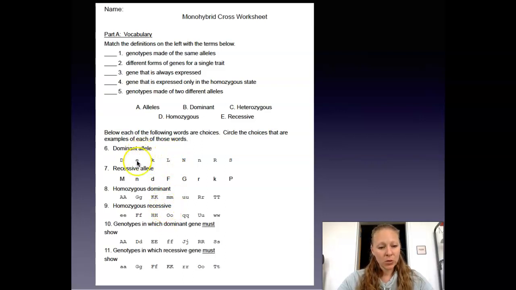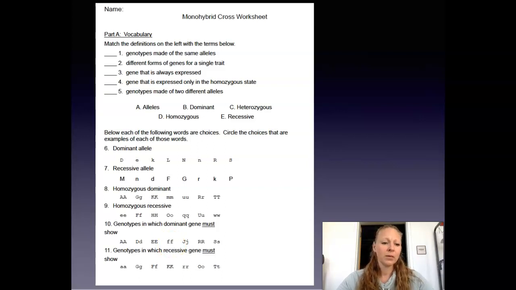So let's go down here. Genotypes in which dominant gene must show. Well, the dominant gene must always show. So we're going to circle everything that has a dominant gene or a dominant allele. So big A, yep, that's going to show. Big D, little d, yep, dominant allele. What about here, little f, little f? Should we circle that one? No, there's no dominant allele, so we can't circle that one.